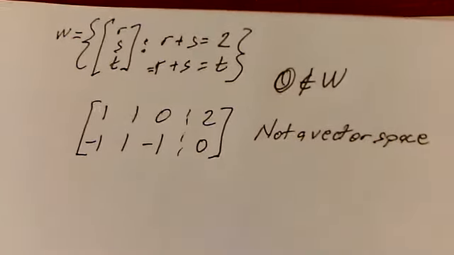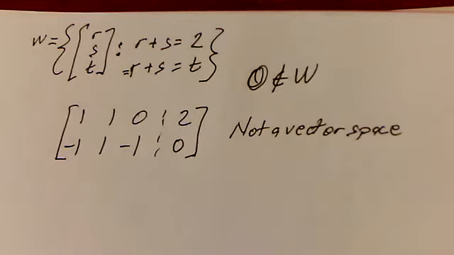If it's not a vector space, I can't use it to define a null space or a column space. I don't have a linear transformation. It doesn't work. It's not consistent. So you have to be mindful of that situation where it won't line up in that fashion.